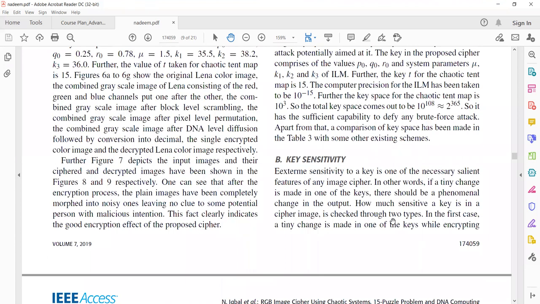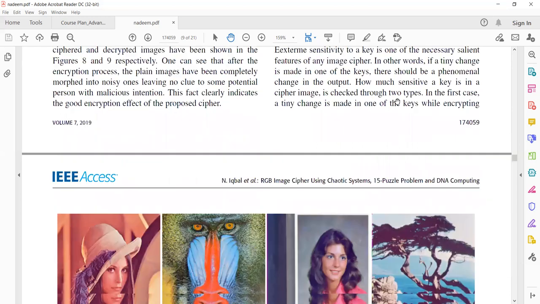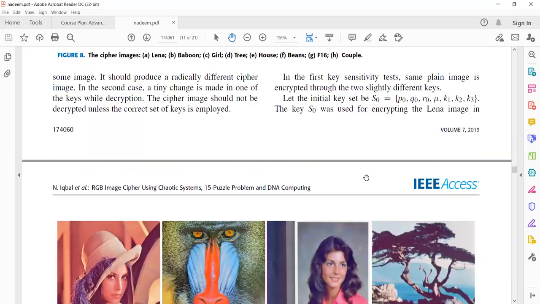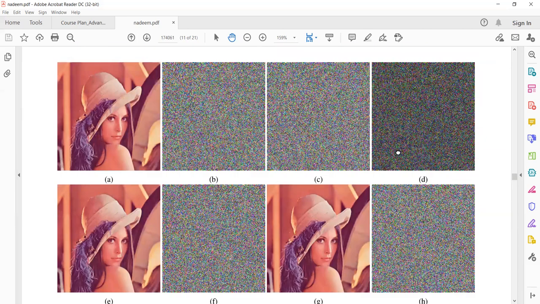This is the key sensitivity. Its underlying idea is that a very small change in the key of the cipher should end up with a gigantic change in the output. Here, this has been applied. This is our original Lena image. This is the image obtained by our normal key. This is the image obtained by introducing a very small change. This is the difference image between B and C.